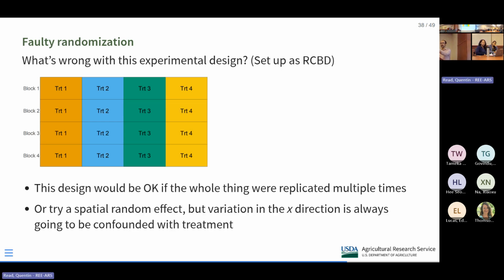So yeah, your spatial term will help a little bit, but there's always going to be some confounding variation there unless you randomize within each block. You would want to shuffle around the 1, 2, 3, 4 within each of the rows. And that's how you would make sure that each treatment occurs equally often within each environment.